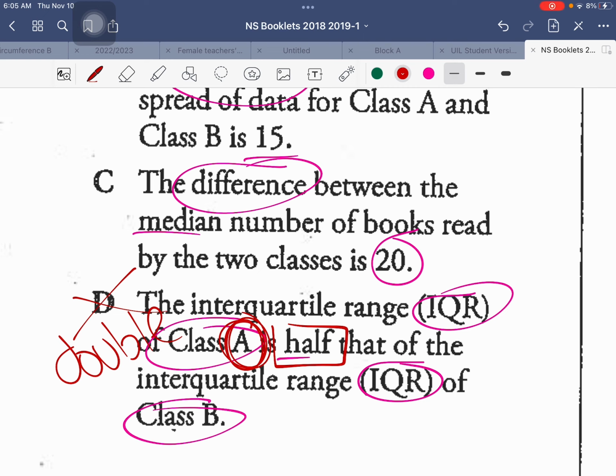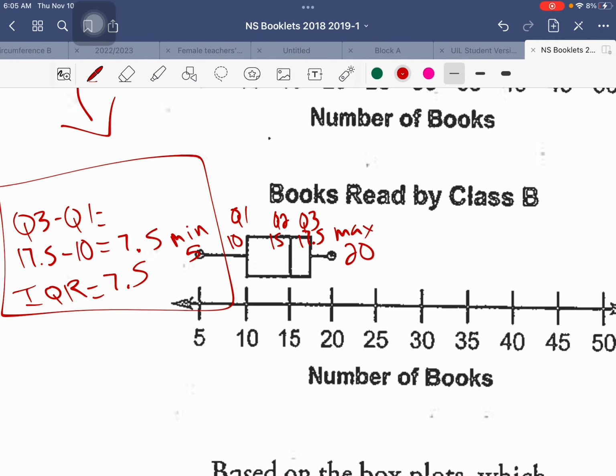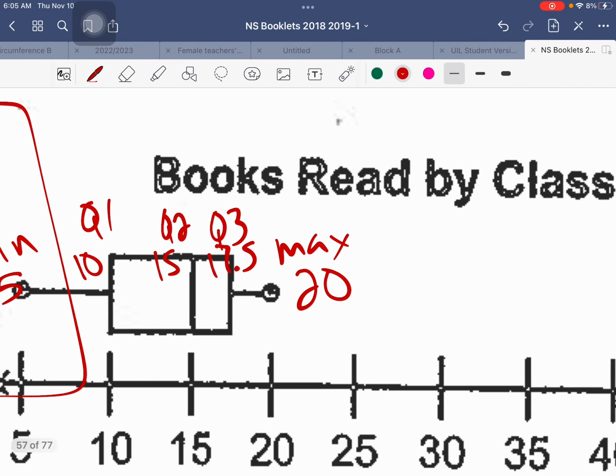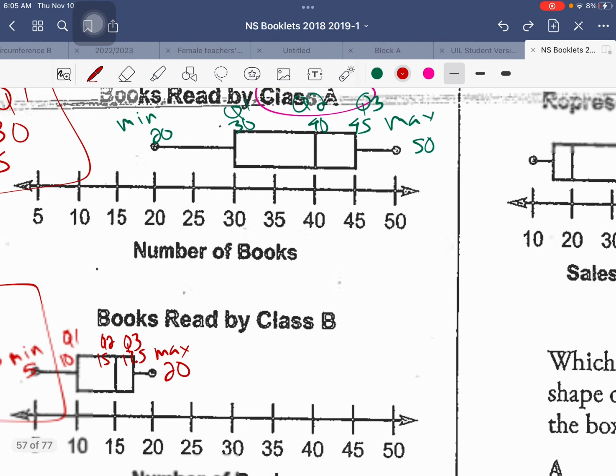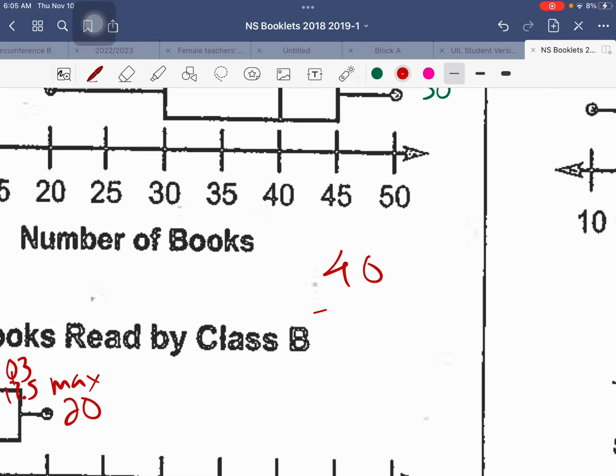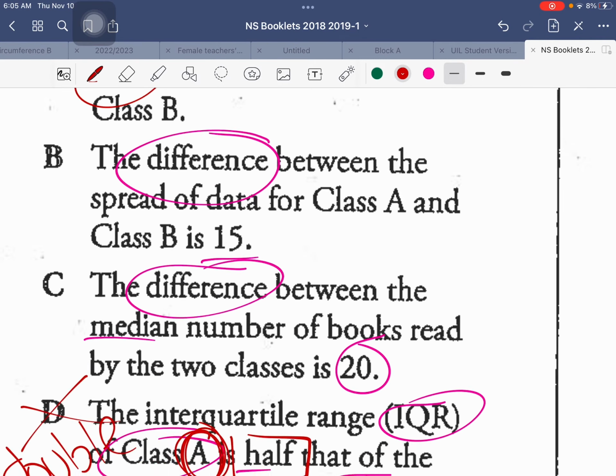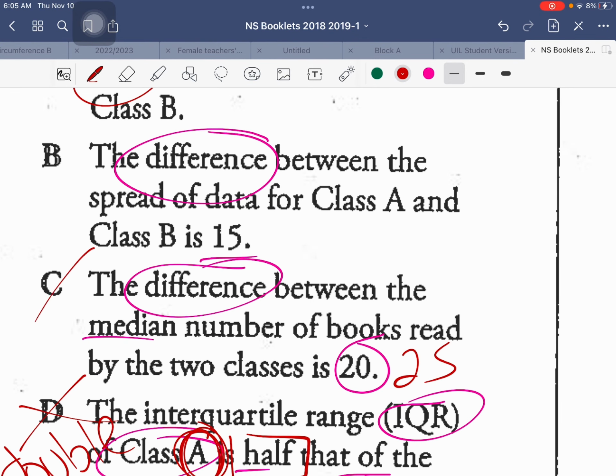C, the difference between the median number of books read by the two classes is 20. Well, here the median is 15, and here the median is 40. If I subtract 40 minus 15, I'm going to get 25. So the difference is 25. This is wrong.